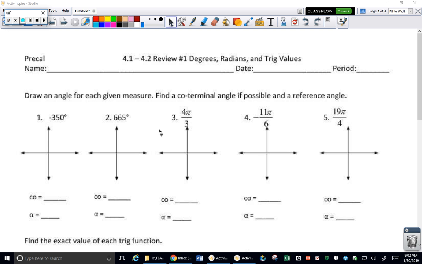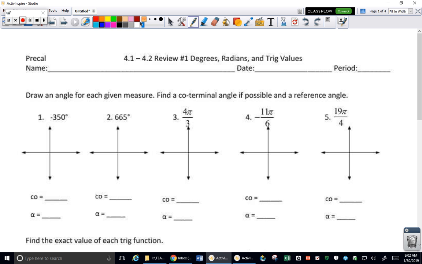So let me get my pen out. Pick a color, any color. How about this color? Purple sounds fine to me.